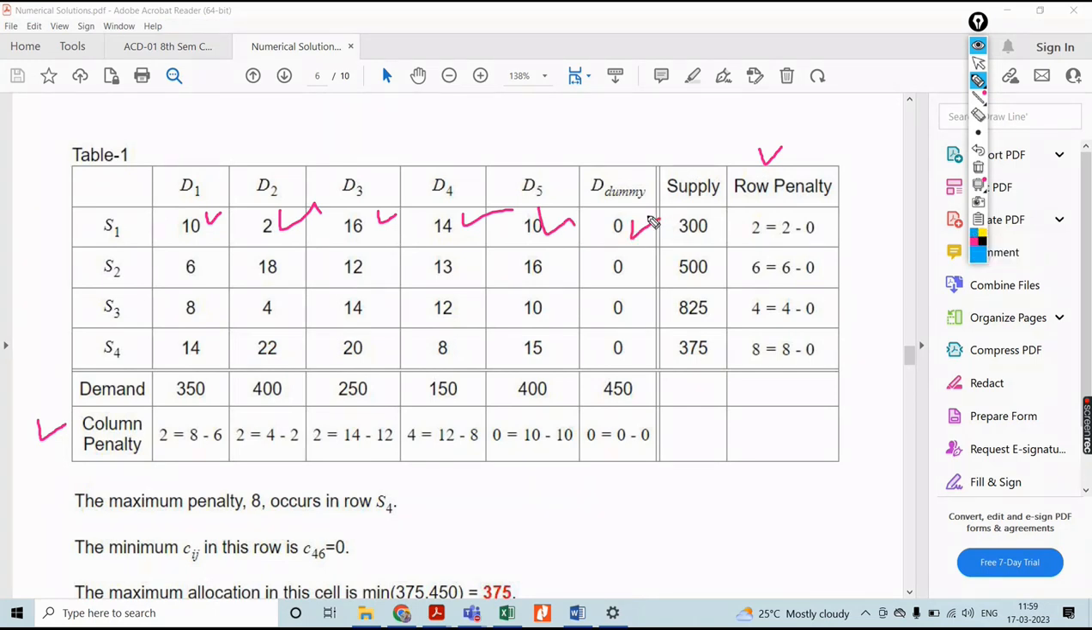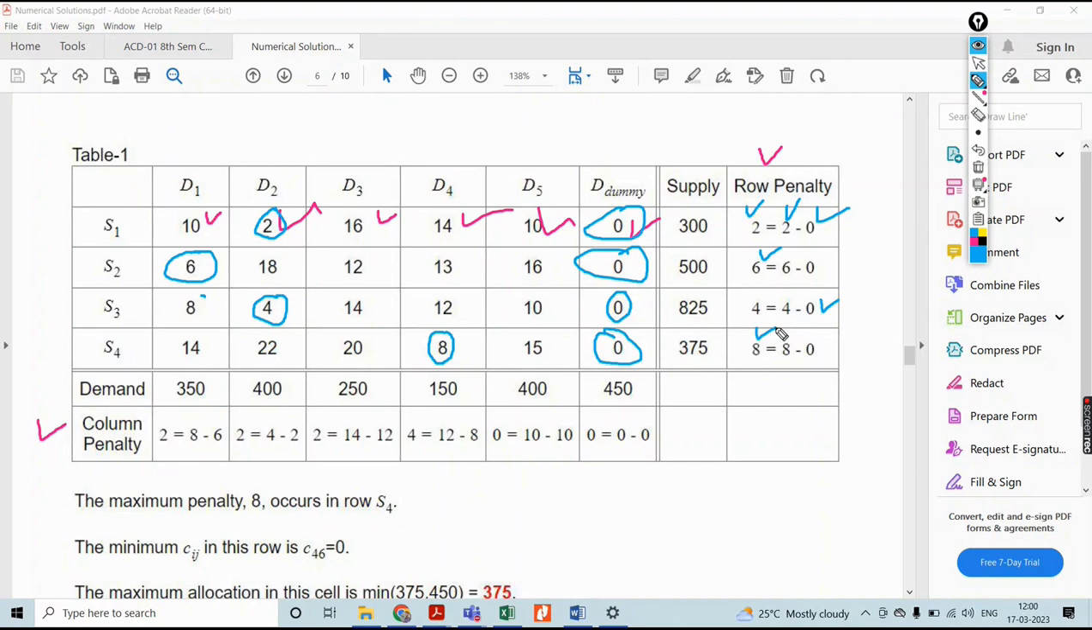Which is the least value? Least value is 0. Next least value is 2. Then 2 minus 0 is 2. Similar to that, 6 is the least, 0 is the least. 6 minus 0 is 6. Then 4 minus 0 is 4. Next, 8 minus 0 is 8. Any doubt on it? In Excel, I clearly explained this.